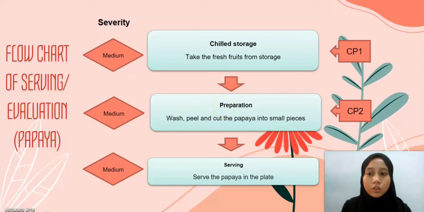Okay, this is the project of the papaya. The steps are from the chill storage, preparation, and serving.